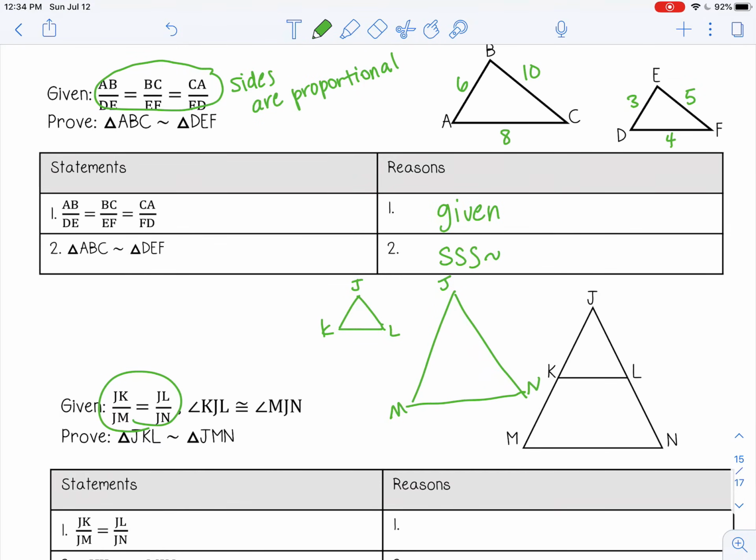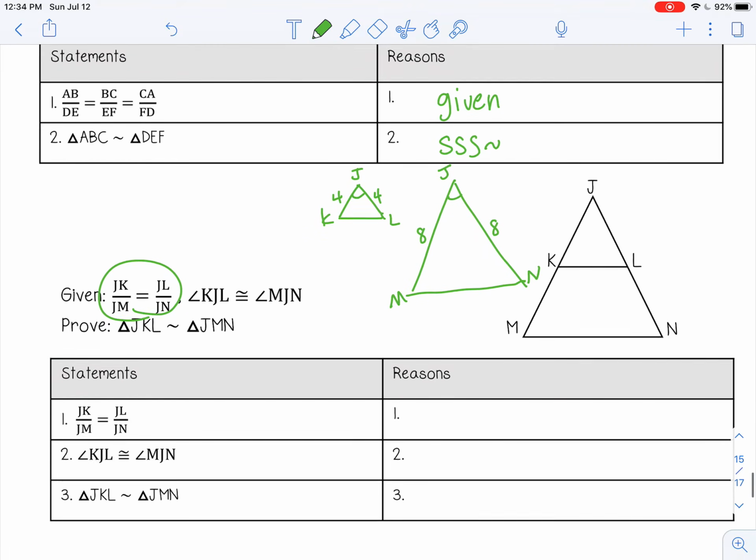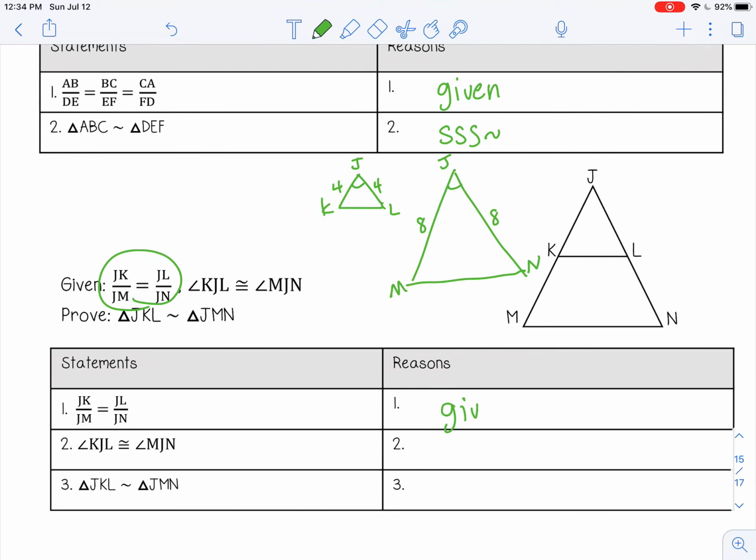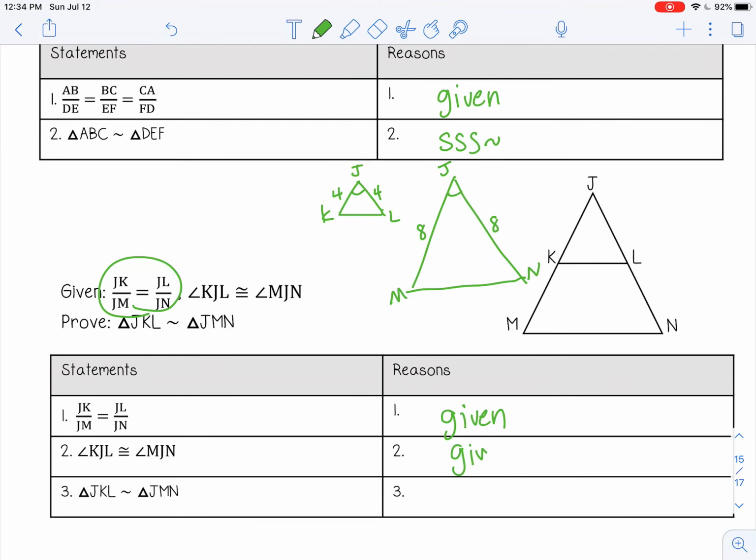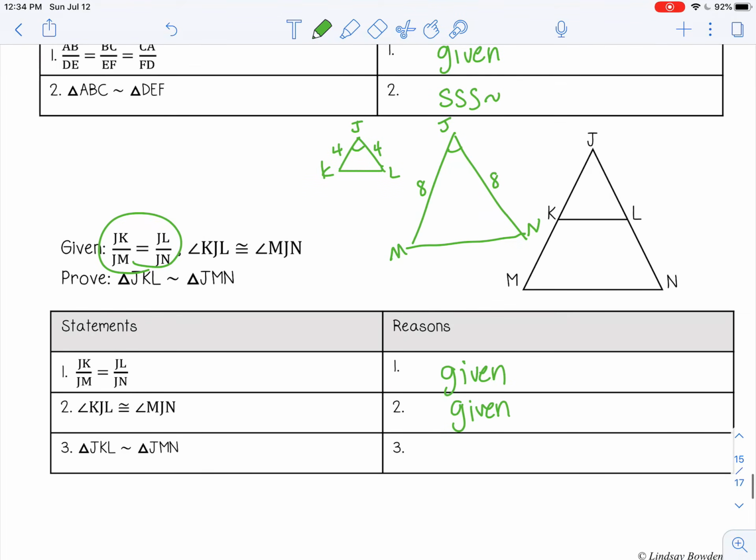So again, I'll give you actual examples. So let's say this is 4 and 4. This is 8 and 8. These two angles are the same. That's kind of what they're saying. Well, these are both given. The reason they are similar would be side, angle, side, because we have two pairs of proportional corresponding sides and one pair of congruent angles. So side, angle, side, similarity.